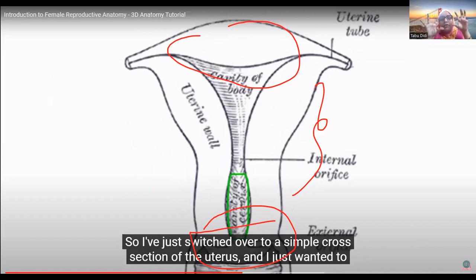So if fertilization and implantation take place, that is if pregnancy has to take place, the uterus slowly and steadily expands, and in the 9-month period where the baby is developing inside the uterus or the womb, another name for uterus is womb, this expands and becomes the size of a watermelon. Okay, so this cavity is a muscular hollow structure.